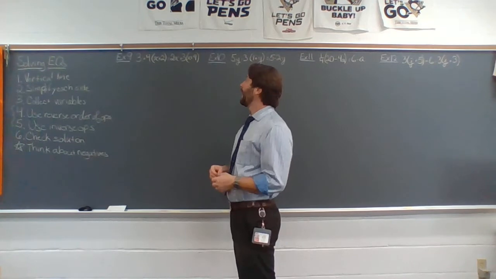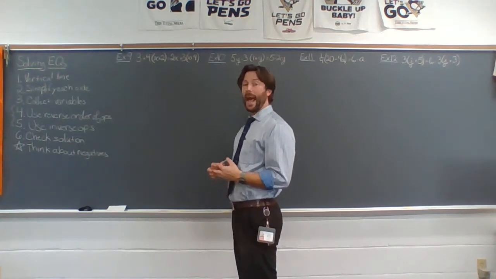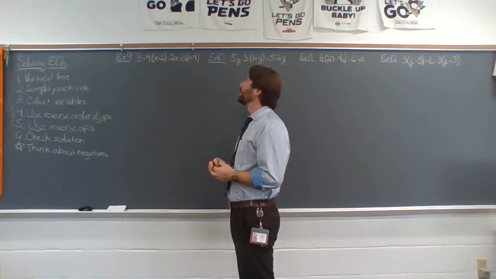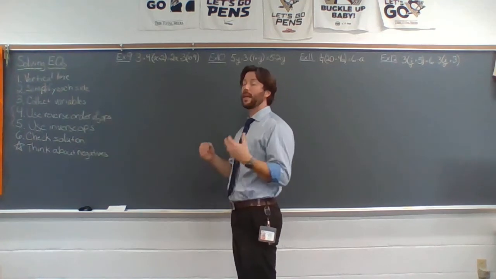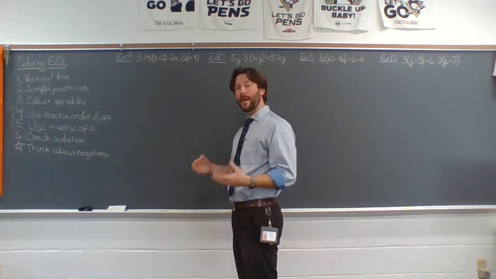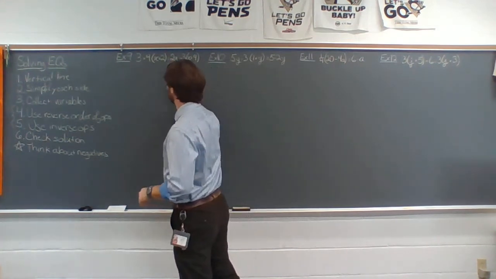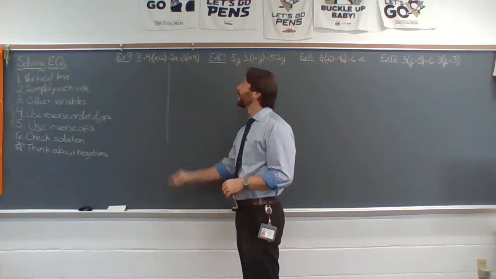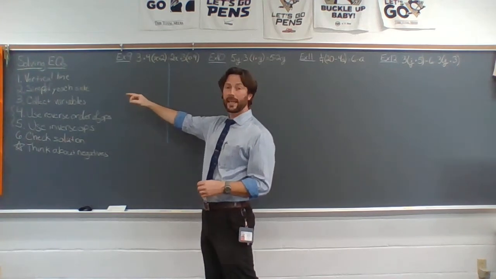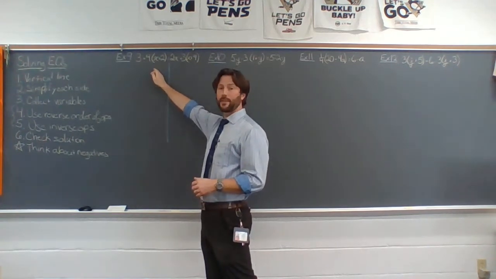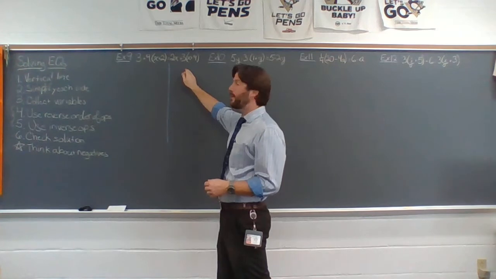On this example, we have 3 plus 4 times the quantity x plus 2 equals 2x plus 3 times the quantity x plus 4. So this one's a little bit messy. That's okay. We're going to take our time and work through it. Vertical line. Next up, I want to simplify each side. So I'm going to focus on the left side first, and then I'll come over here and simplify the right.